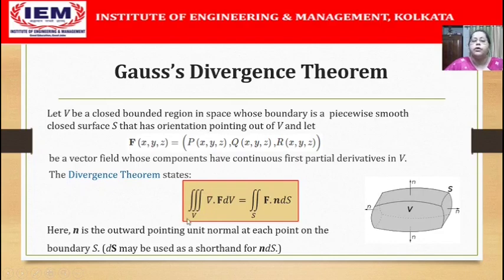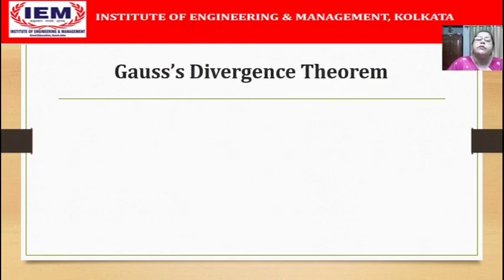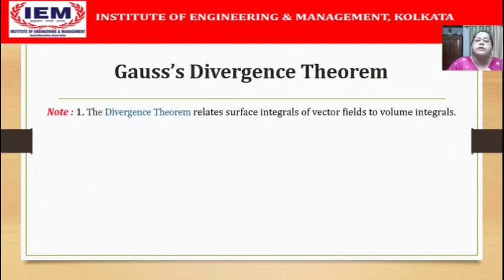Then the statement of Gauss's divergence theorem is like this: the volume integral of divergence F dV over the volume V is equal to the surface integral of F dot n dS over the surface S. Here, n is the outward pointing unit normal at each point on the boundary S. Now, very often, this n dS is also just written as dS.